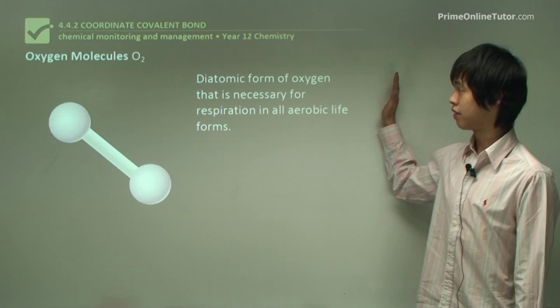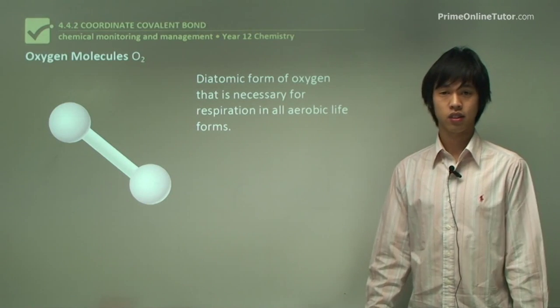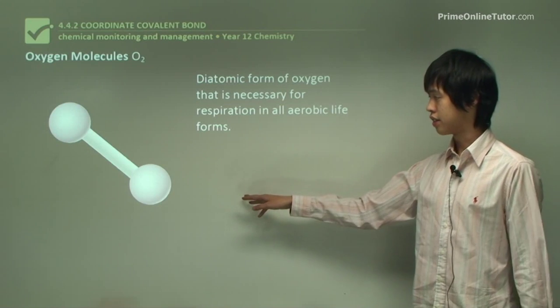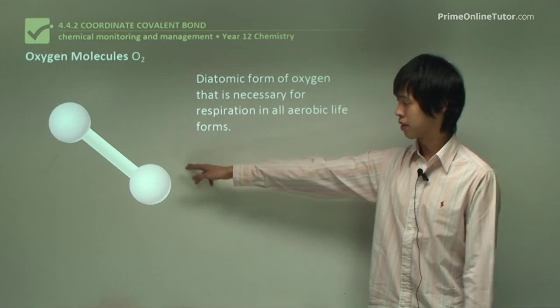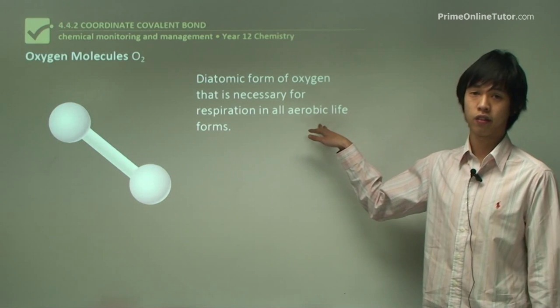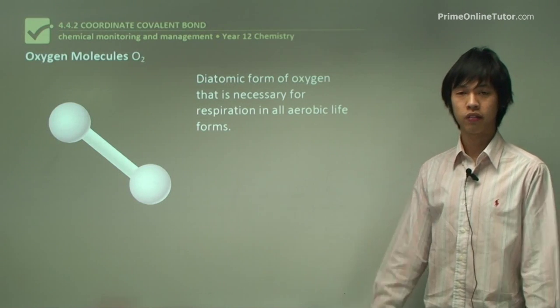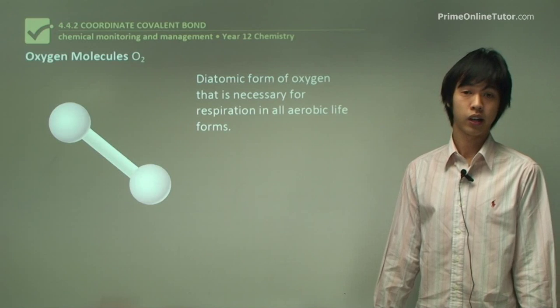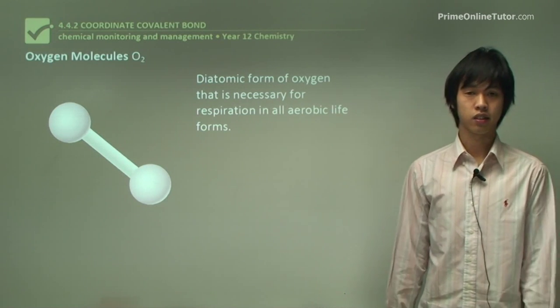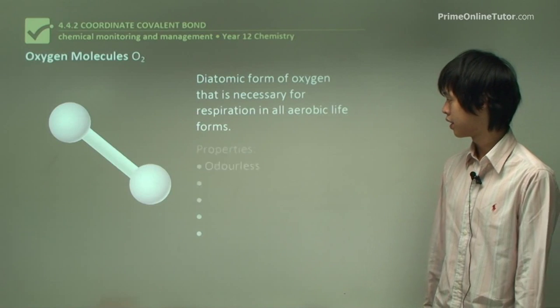Diatomic oxygen, however, is the oxygen that exists at ground level and is what we breathe in. It's 2 oxygen atoms bonded together, as you can see here, and is necessary for respiration. In previous lessons, we talked about what respiration and photosynthesis were, and this is the gas that's key to that process.